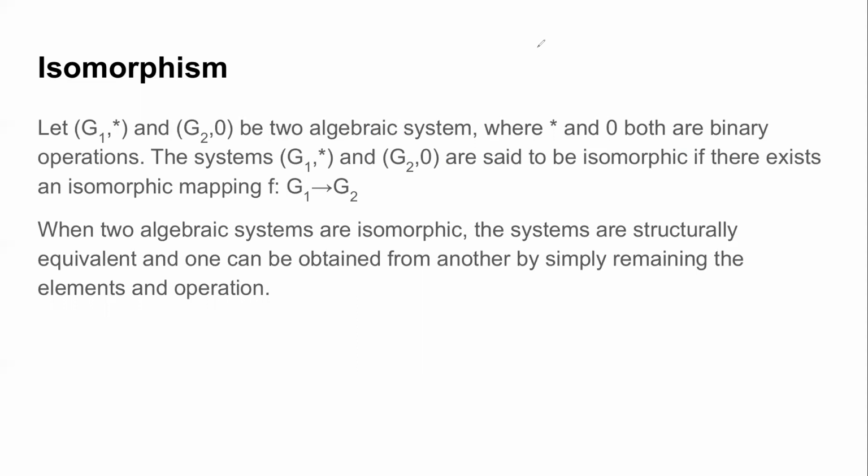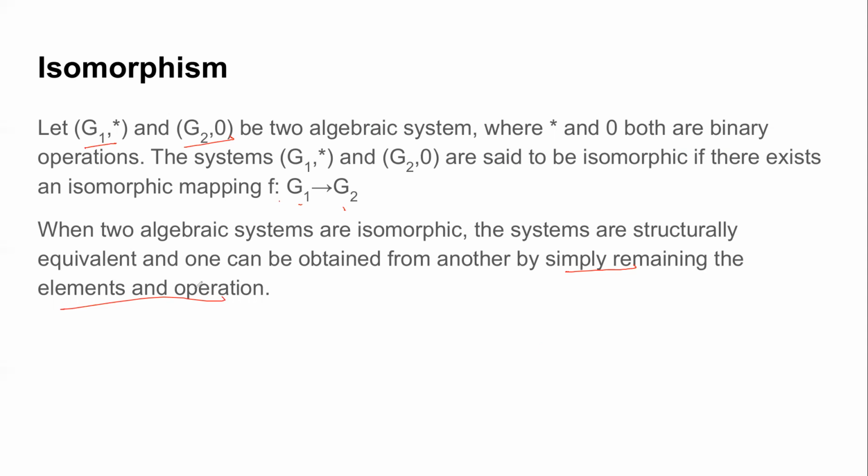In general, if you are given two algebraic systems, say (G1, *) and (G2, O), these systems are said to be isomorphic if there exists an isomorphic mapping f from G1 to G2 such that the following holds. One can be obtained from the other just by simply renaming the elements and the operations. In general, the relation between isomorphism and homomorphism is the same.